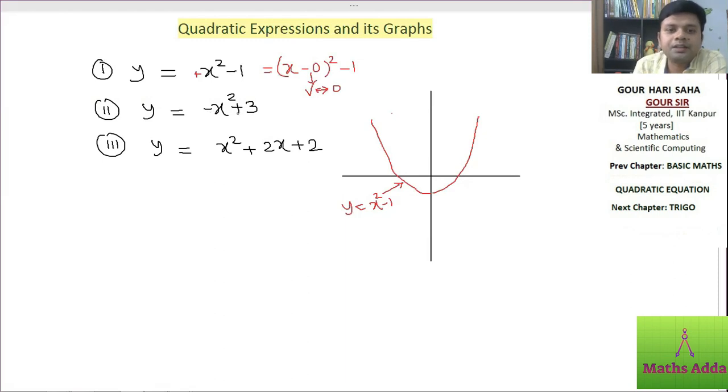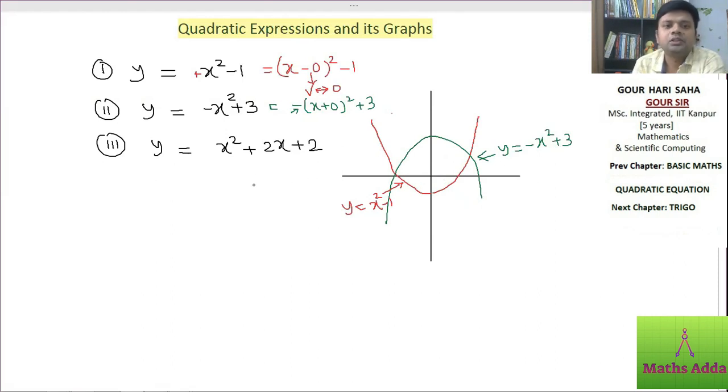Now next is minus x square plus 3. So it is what? It is minus (x plus 0) square plus 3. It is open downward, vertex 0. So it is vertex 0, open downward, right? Like this one. But then what it says, plus 3, goes up by 3. So it will be like this one, right? So it is graph of y is equal to minus x square plus 3.